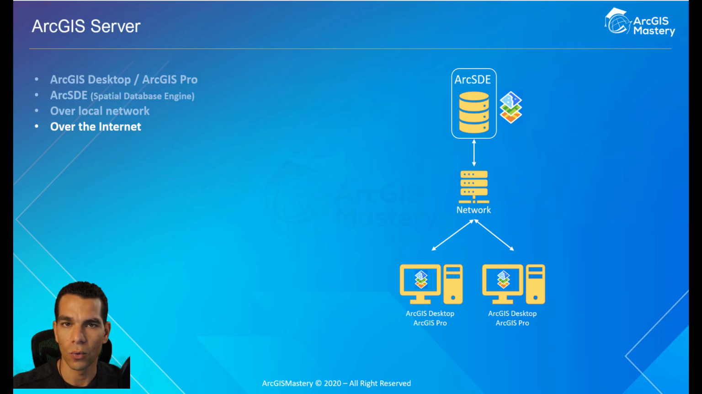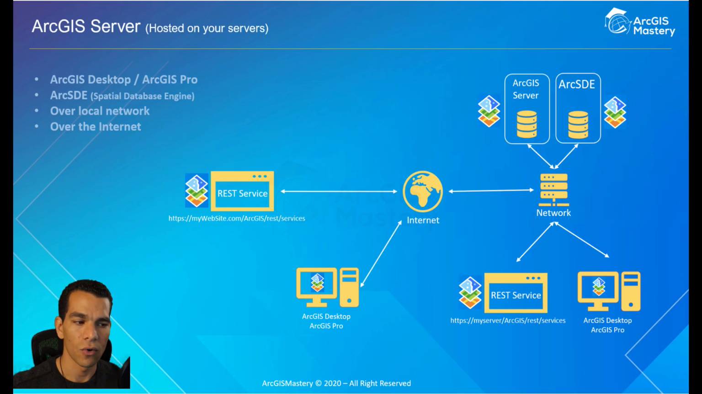So for example, if you are working in an organization that has ArcGIS Desktop or ArcGIS Pro, you will see that you can connect to an ArcSDE database engine using your network and connect to this database so multiple people can work on the same data and the same map. And then came the need for sharing this data over the internet.